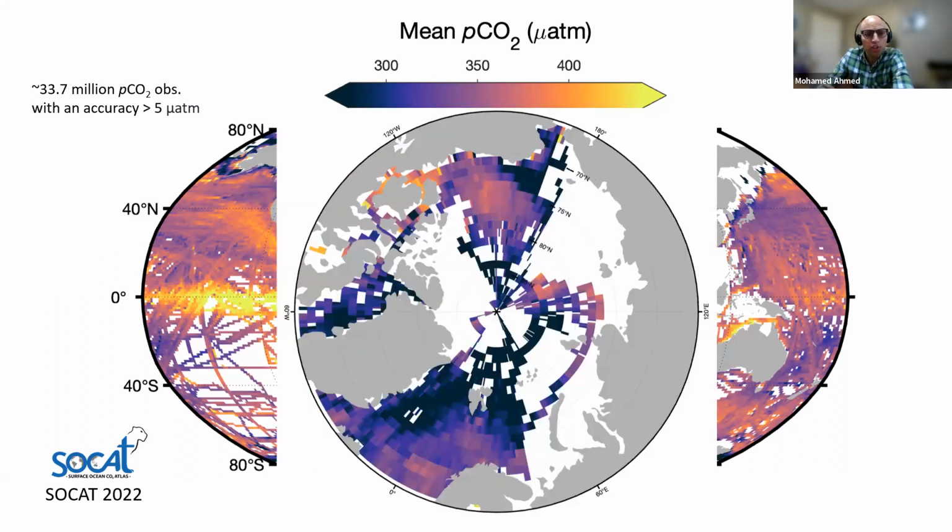And if you focus on the Arctic here, you can see it actually has low pCO2 values. Of course, there are a few regions with high values, which act as oversaturated, or maybe outgassing to the atmosphere.